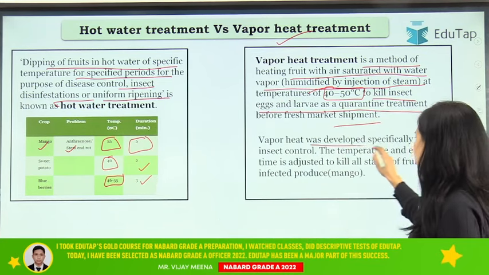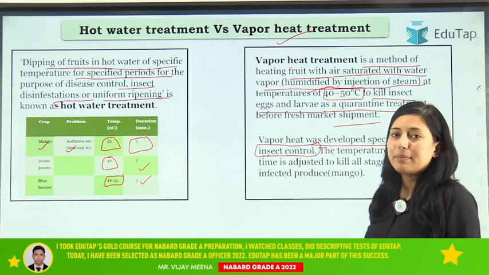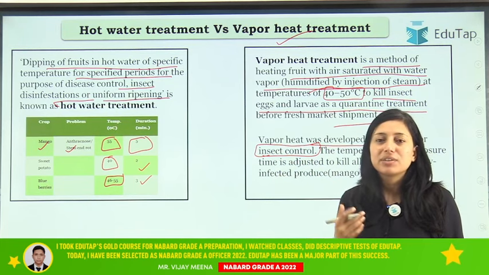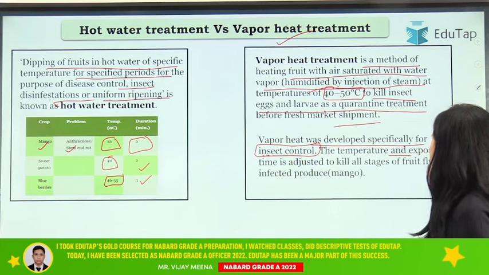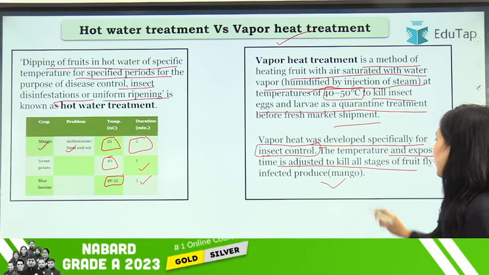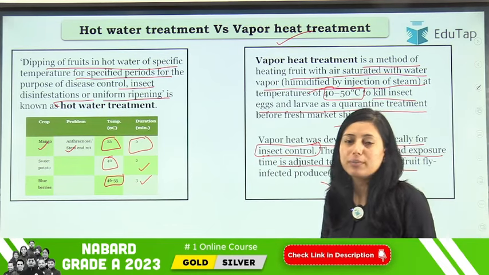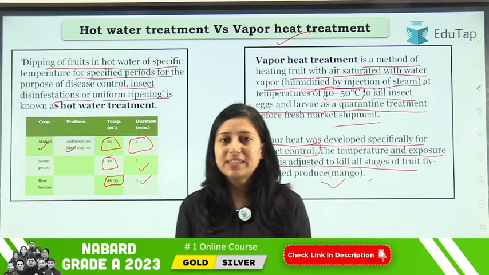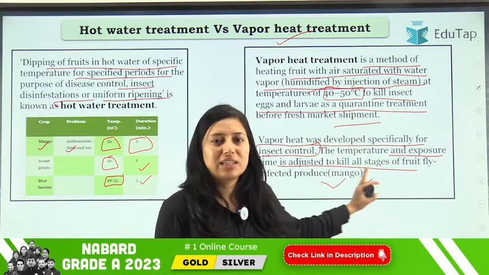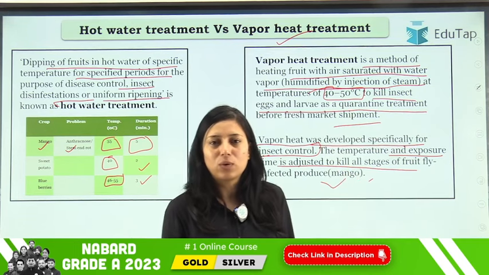Vapor heat was developed specifically for insect control. Okay, here you have to remember that it is specifically for insect control, that is, to kill the larvae and the eggs of these insects. The temperature and exposure time are adjusted to kill all stages of fruit fly in infected produce such as mango. Okay, so mango fruit fly is also one of the quarantine pests. So we can adjust the temperature and exposure time to kill the fruit fly insect that affects the mango, right?